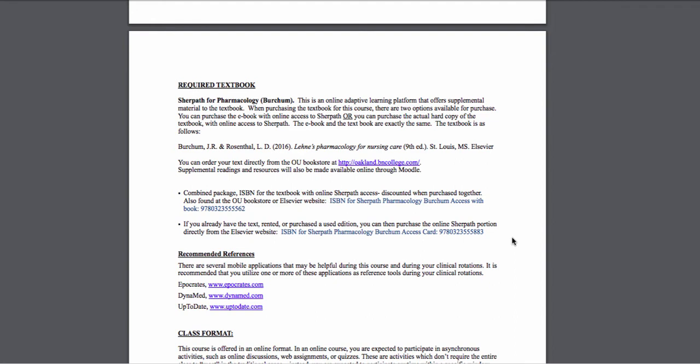The one good thing about the nursing drug guidebook is that it does have IV compatibility, and it has more of those nursing interventions listed within it, versus Epocrates and UpToDate. They don't really have that nursing perspective there. They don't usually put the IV compatibility in there. So that's something to think about when you move into clinical.